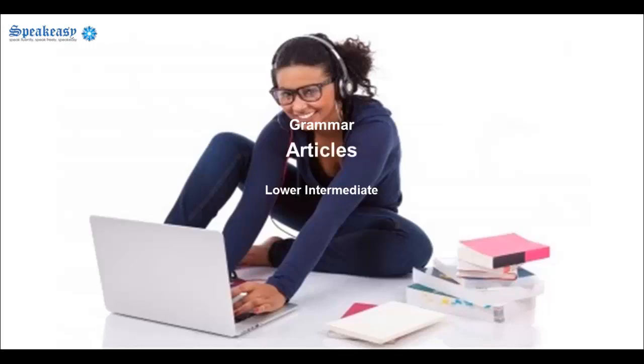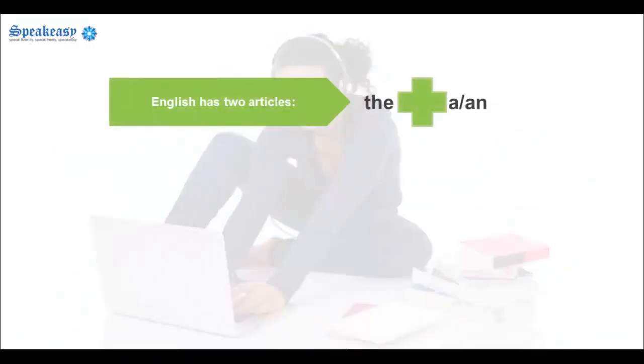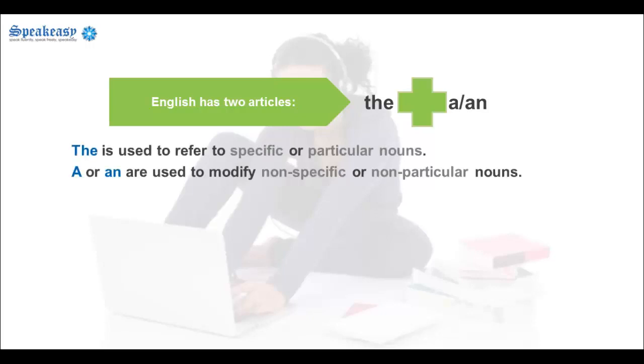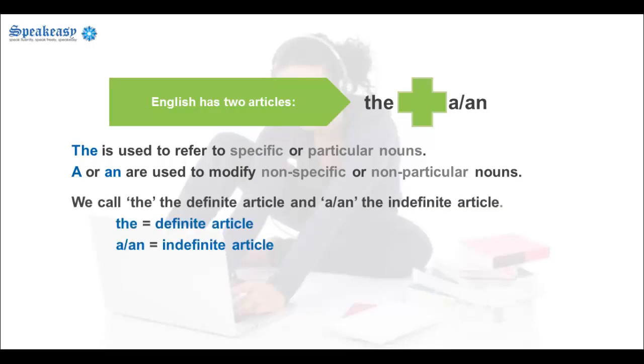The topic is articles. English has two main articles, the and a or an. The is used to refer to specific or particular nouns. A or an are used to modify non-specific or non-particular nouns. We call the the definite article and a or an the indefinite article.